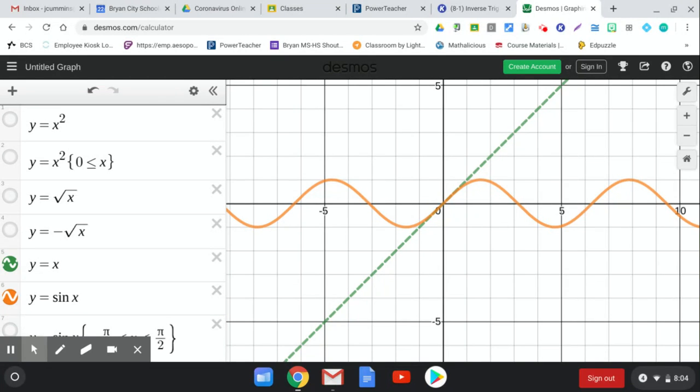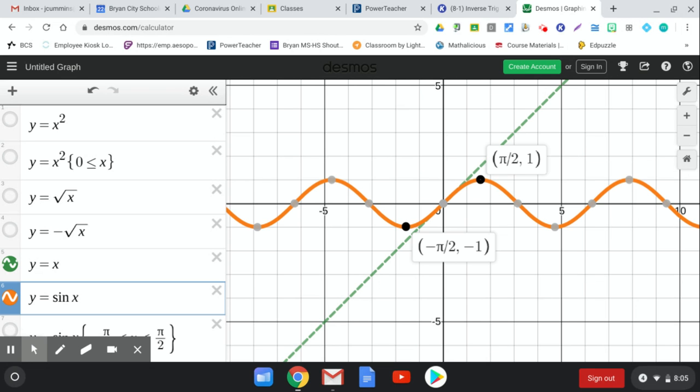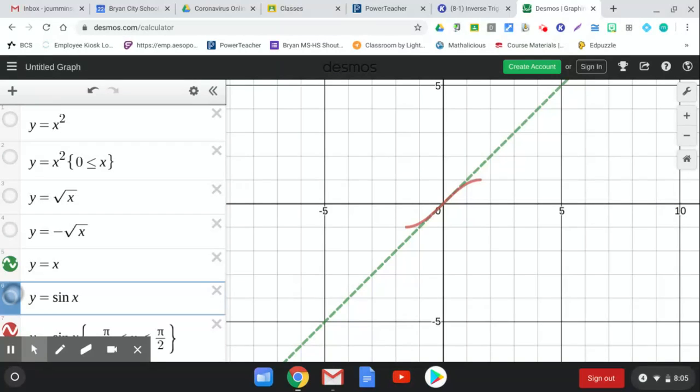So what we want to do is restrict this function to the biggest section that does pass the horizontal line test. And our biggest section that does pass the horizontal line test is going to be from here to here. So again, we're taking that sine function, the whole thing, and I want to restrict it to a part that'll pass the horizontal line test. When I do that, I'll be able to take the inverse of it.